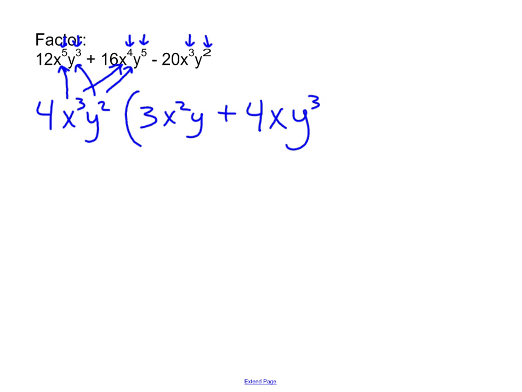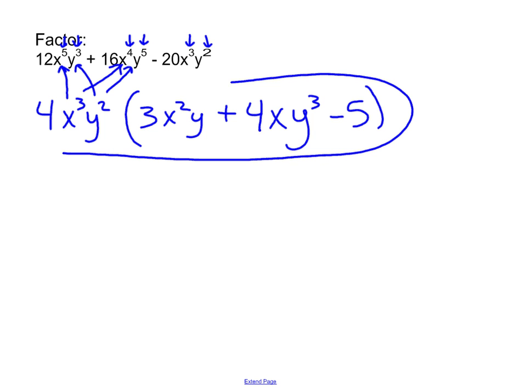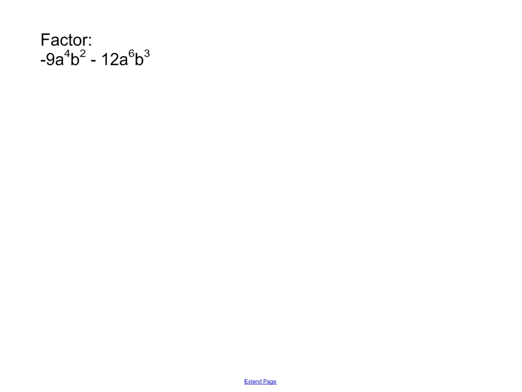Then we're going to go to our next term. We've got negative 20 divided by 4. That's negative 5. And if I take all 3 x's away, then all the x's are gone. If I take 2 y's away, then all the y's are gone. And that's it. This is my answer. This trinomial that's inside the parentheses is nothing that we're used to factoring, so we're good to go at that point. So let's take a look at the next one.